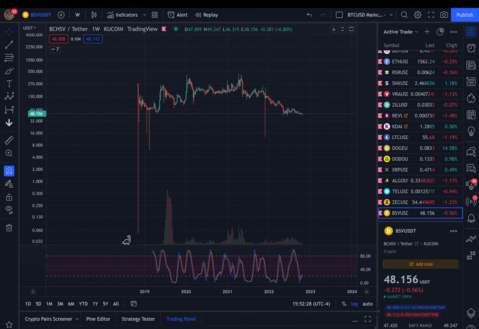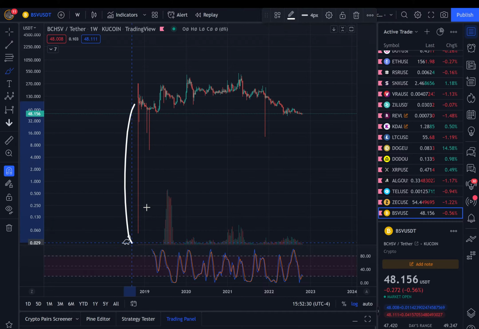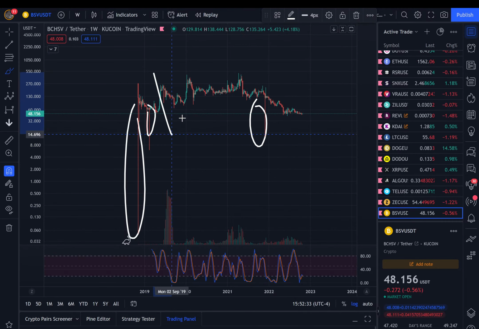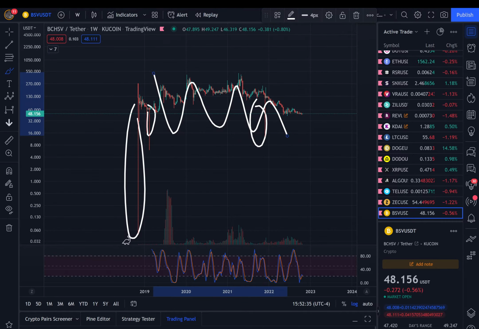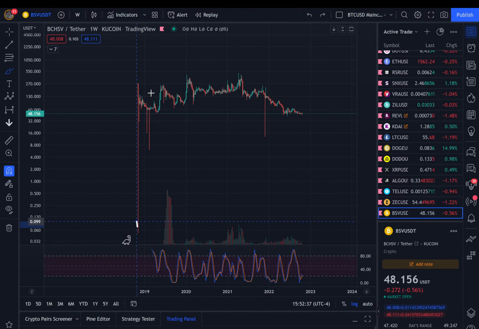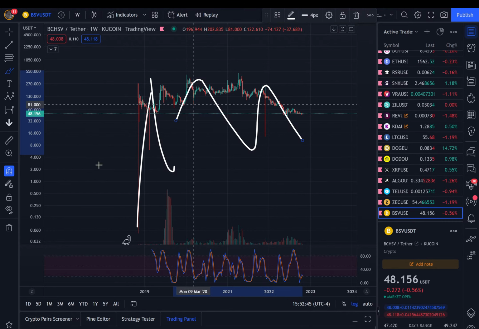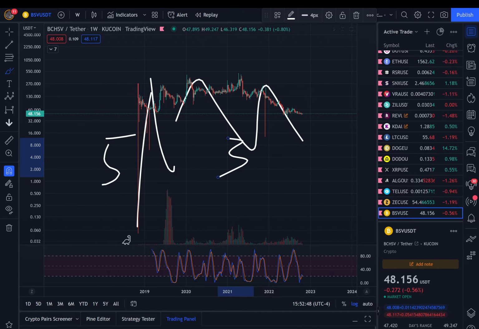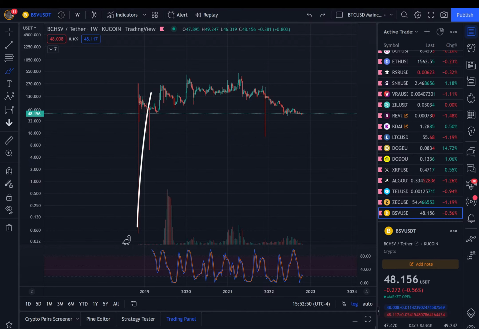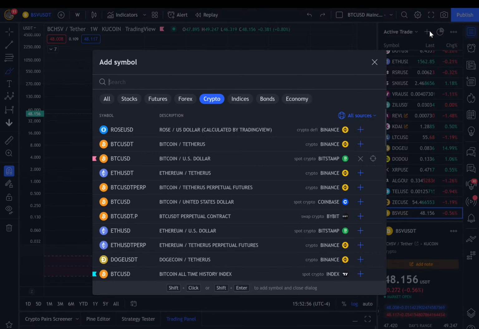I have a bunch of wicks here, but I can't read that. I don't know what this is. I'm assuming that this is some sort of impulse and this is some sort of correction. So if this is corrective, then it's kind of part of a zigzag, a 5-3-5 move. If it's impulsive, then I don't know. So let's try and pull out another chart and see if we have better information.